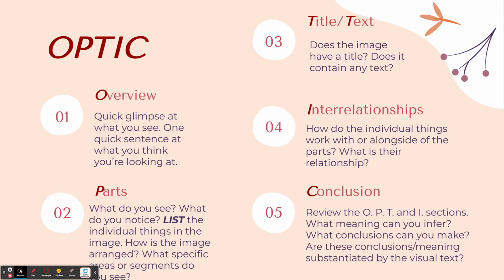And then the fourth step is we're looking at those interrelationships. How does that overview, how do those parts, how does that title or that text work alongside with everything else? What is their relationship? And because of each of those four things, what conclusion can I infer? What conclusion can I make because of what I see? And is that conclusion substantiated by that visual text?